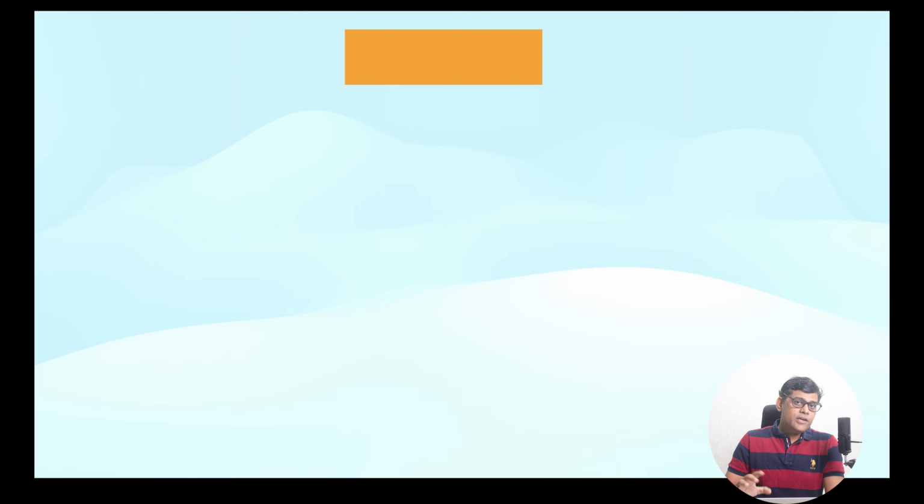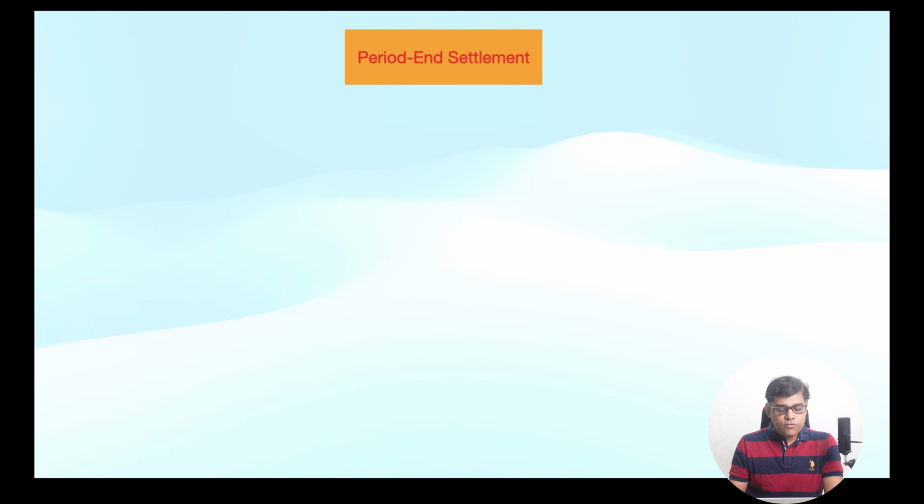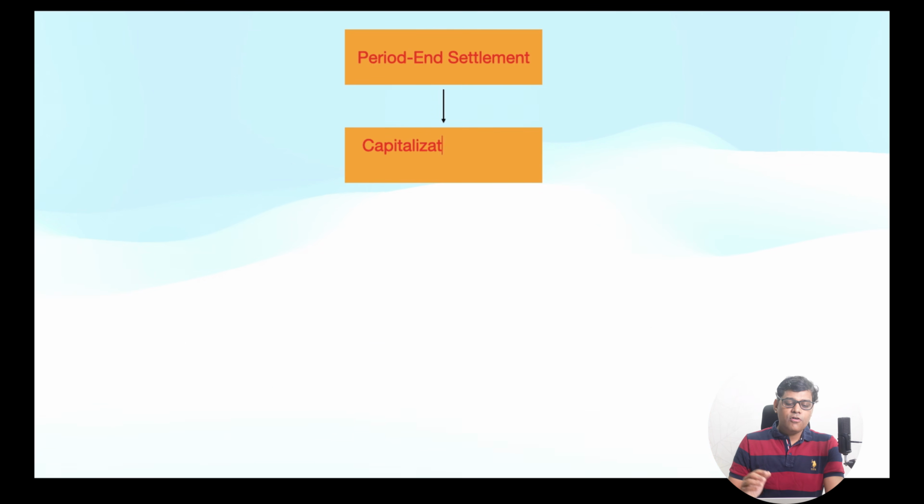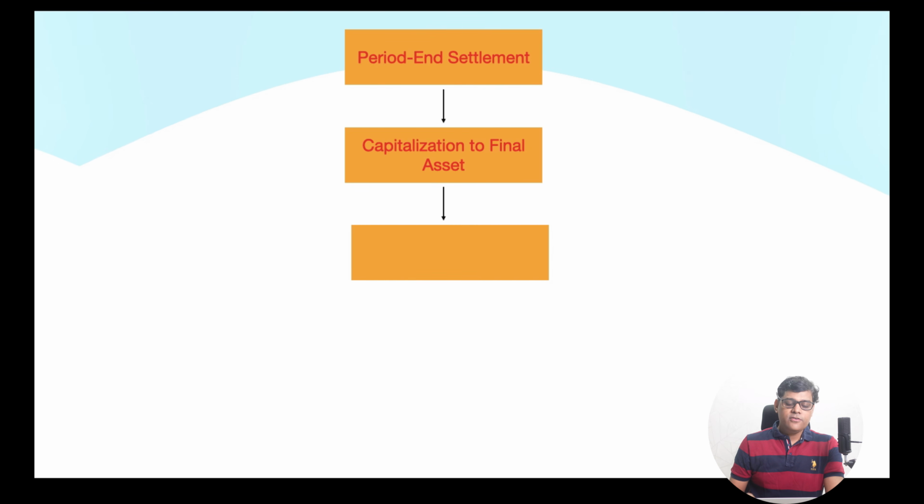After that, the value is with your asset under construction, but on AUC depreciation will not be calculated. That is why this cost periodically we need to settle to our final asset. So we are going to settle the cost to the final asset, which is nothing but your capitalization. Then finally the asset is ready and we are going to calculate the depreciation as we are going to start using that asset. So this is the process.